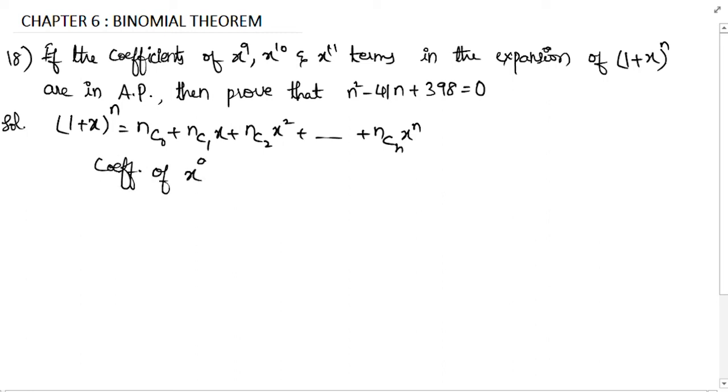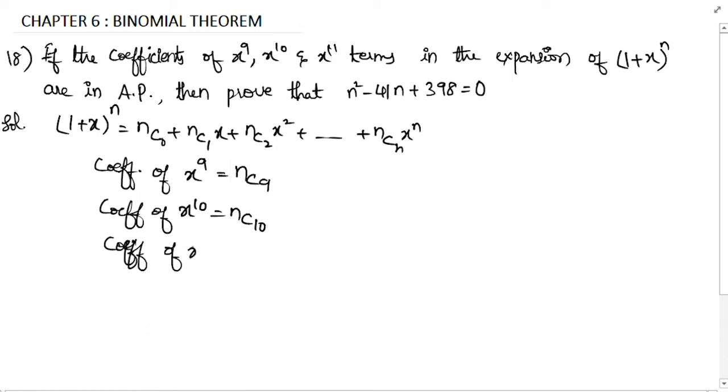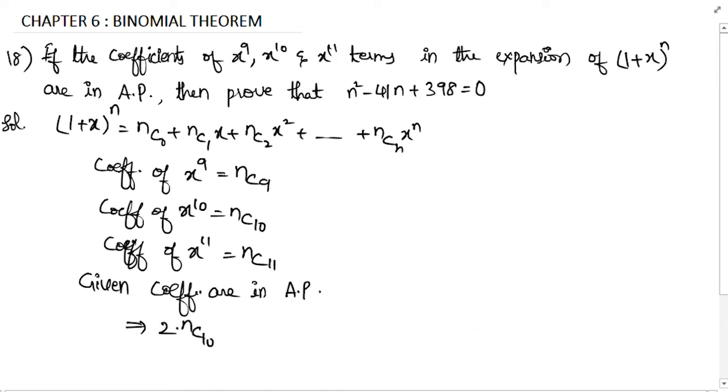The coefficient of x^9 is nC9, the coefficient of x^10 is nC10, and the coefficient of x^11 is nC11, right? It's given in the question that these coefficients are in AP. So 2 into nC10 will be equal to nC9 plus nC11.